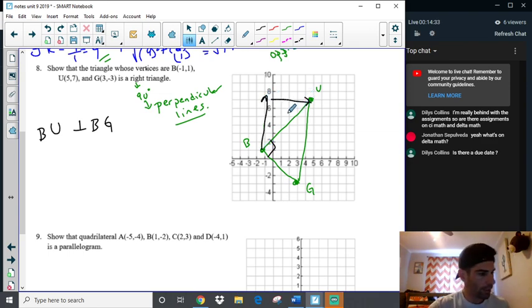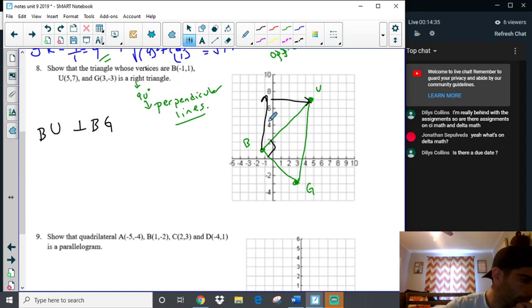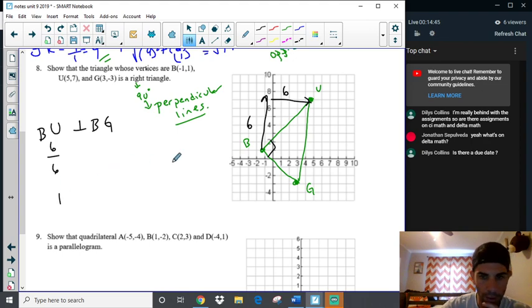If I'm counting their slopes here, I would be counting up 1, 2, 3, 4, 5, 6, right? 1, 2, 3, 4, 5, 6. So that's going to be 6 over 6, or 1. If I'm going here, I'm going to be going to the left 4 and up 4. So that's 4 over -4, and that's -1.